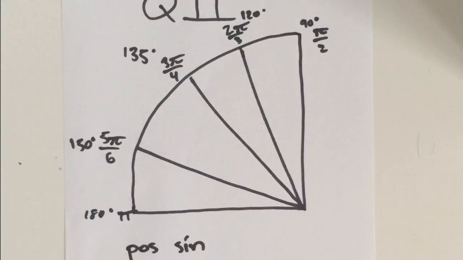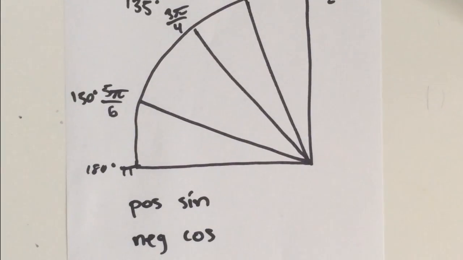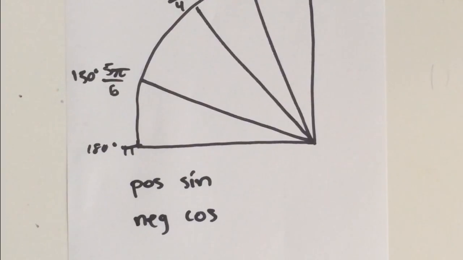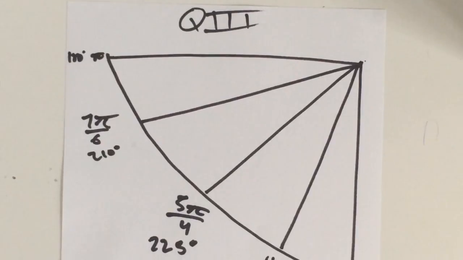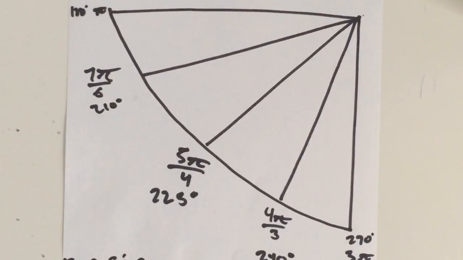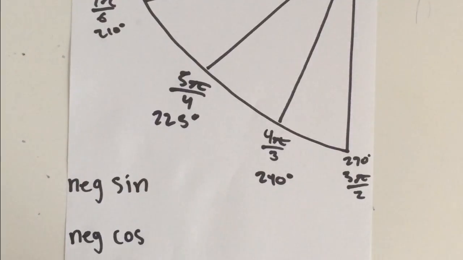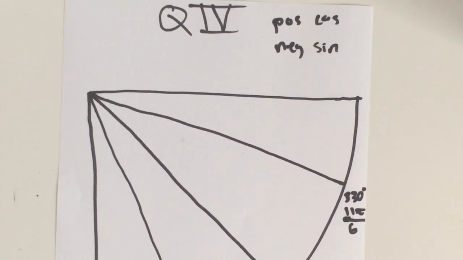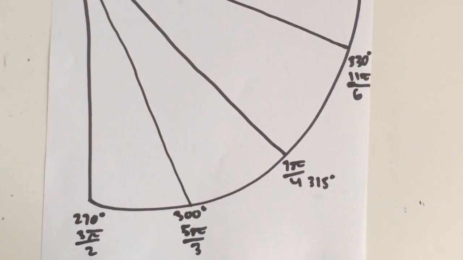Quadrant 2 is slightly different, but with the same intervals, and the sine is positive, but the cosine is negative. Here are the degrees and radians values of quadrant 3, with a negative sine and a negative cosine. These are the values for quadrant 4, which has a positive cosine and a negative sine.